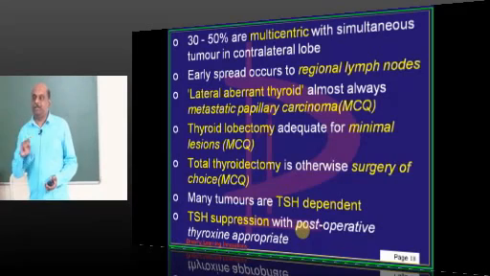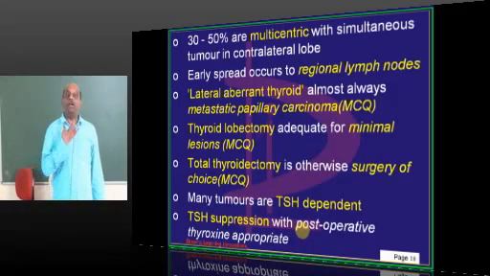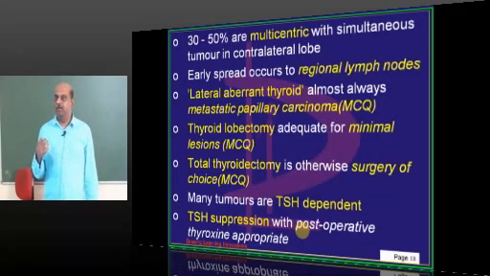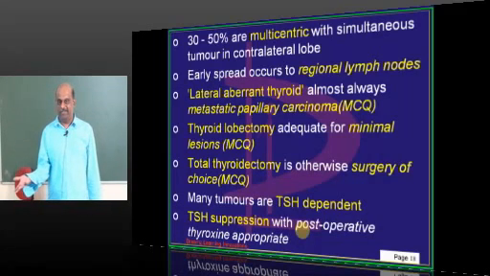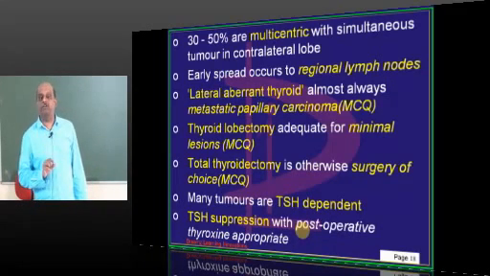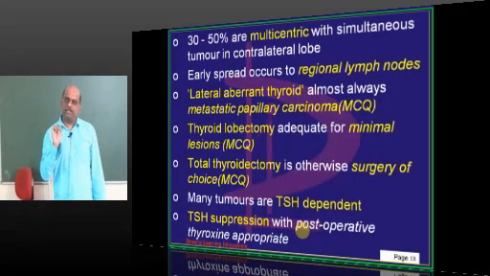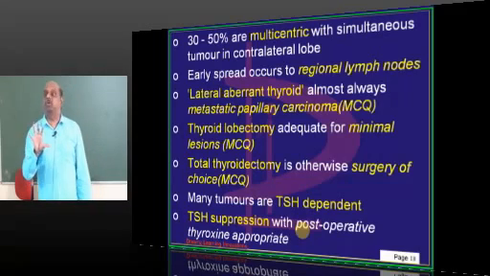Suppose you have done lobectomy or thyroidectomy. What happens to the patient? He becomes hypothyroid, obviously. Hypothyroidism stimulates TSH production, and the TSH comes and stimulates the growth of even a little pinch of remnant tissue that is there, it will make it grow.